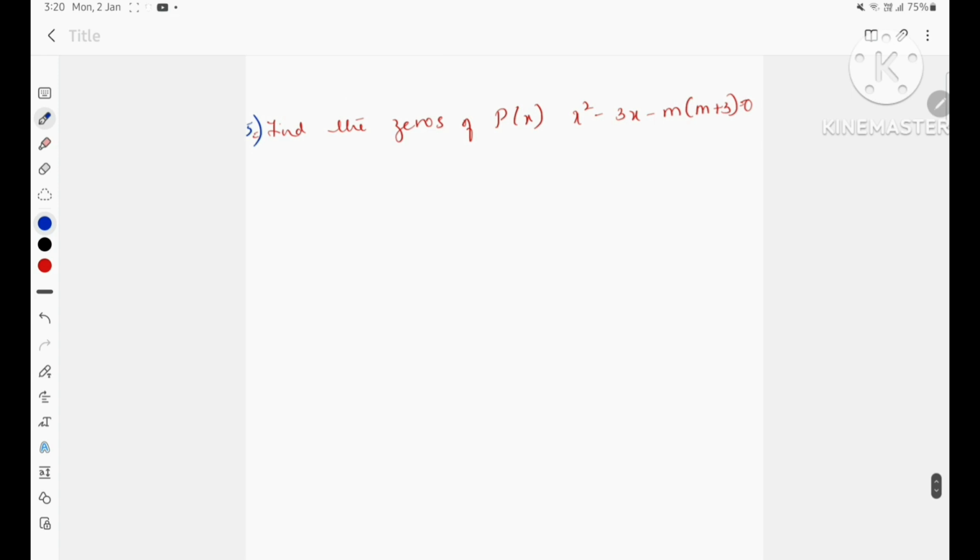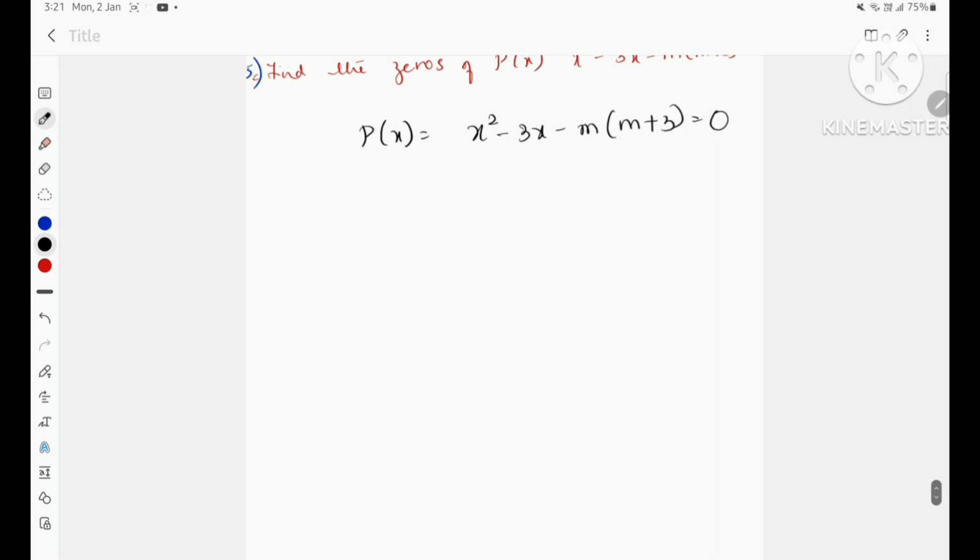So the last question is find the zeros of p of x equals x square minus 3x minus m into m plus 3 equals to 0. So here we are not finding the value of m, so we are finding the zeros. So the two zeros, values of x, if you factorize this. So here first you multiply the variable m to the bracket. So that is x square minus 3x minus m into m, which is m square, and minus m into 3 is minus 3m.